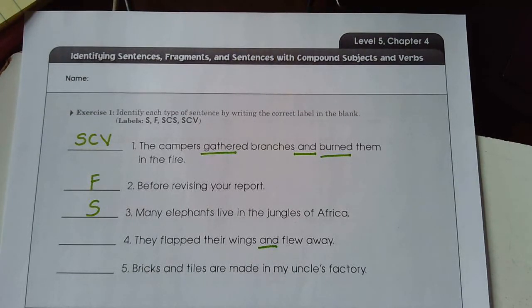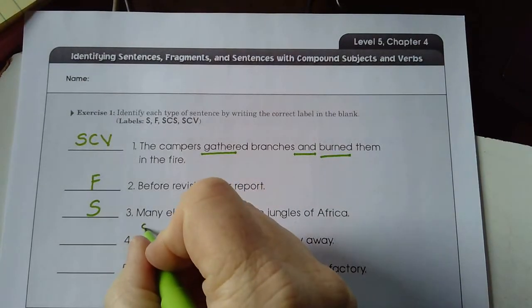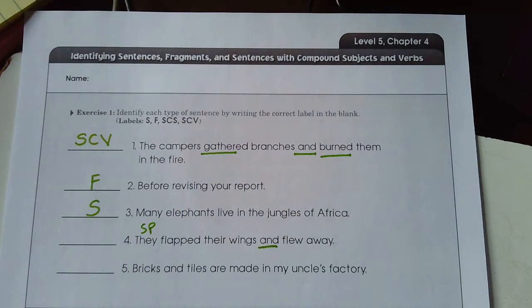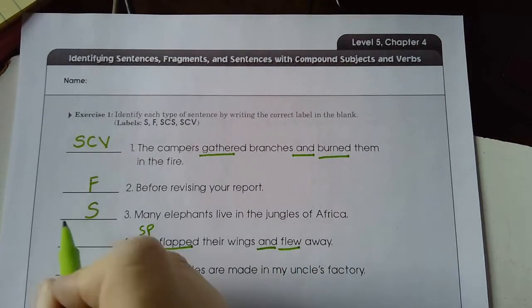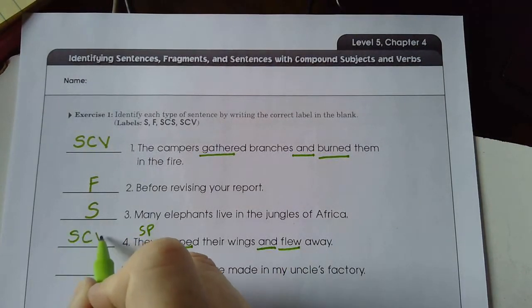They. Who flapped their wings and flew away? They. Who's they? Subject pronoun. Birds. I'll put it up there so you believe me. Okay, so what is it, Brent? Yeah, there's 2 verbs here, flapped and flew. So this is a simple sentence with a compound verb.